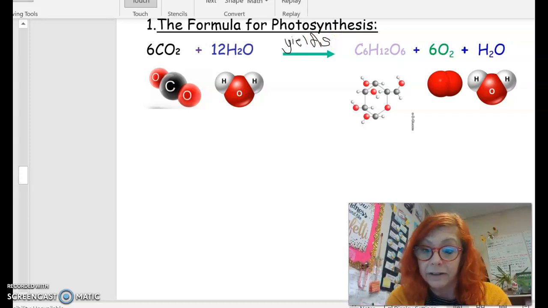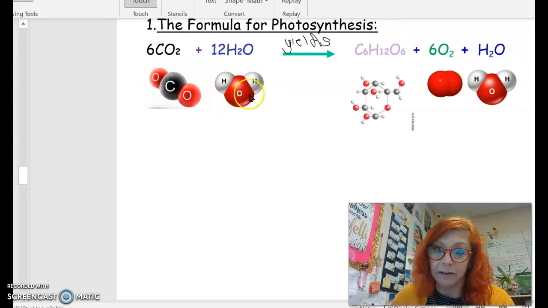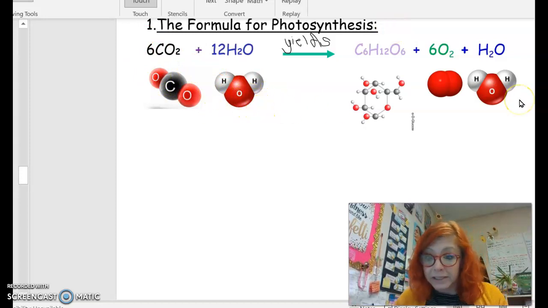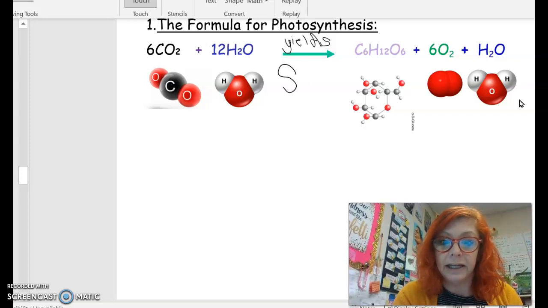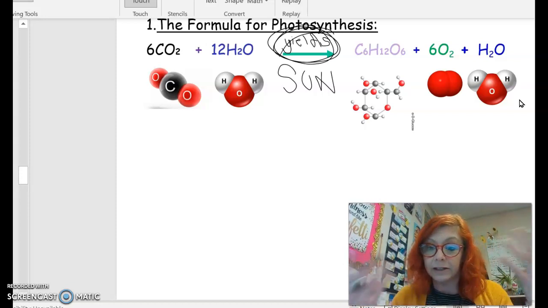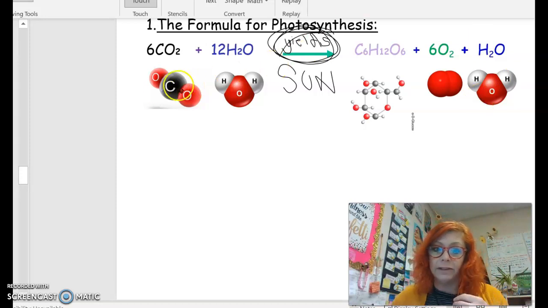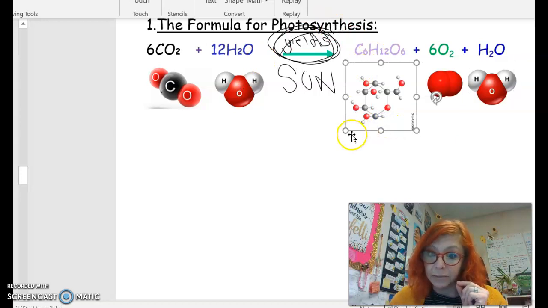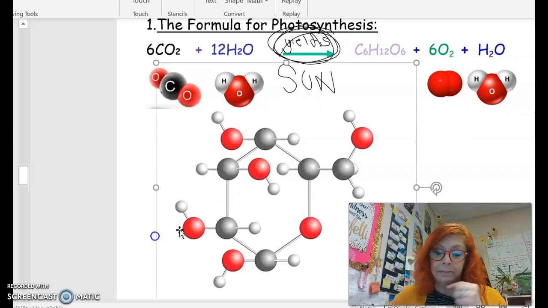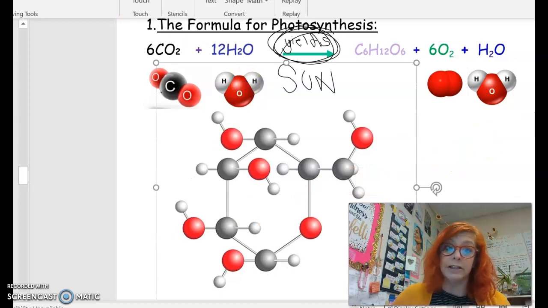So look, we have carbon dioxide, we have water. What are we missing? We're missing the sunlight. So when the sun hits this combination, it yields, which means it changes it into, it makes it for us. It breaks apart all 6 of these carbon dioxides. It breaks apart all 12 of the water, and it reorganizes itself and makes this, which is glucose, which is sugar. It's making sugar for the plant to survive on.